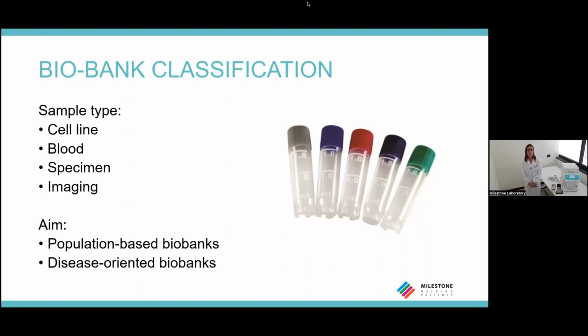Moreover, biobanks can be also divided in 2 groups based on the aim. So we have population-based biobanks in which the aim is the study of complex and common diseases, while in these disease-oriented biobanks, samples of a specific disease are stored, and they are used primarily to study cancer.